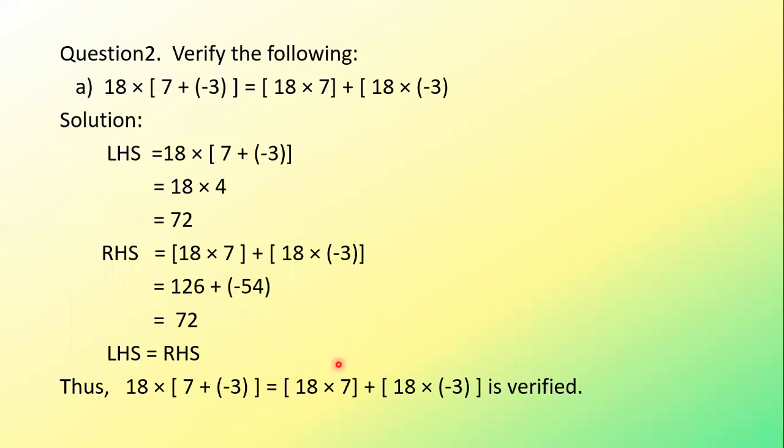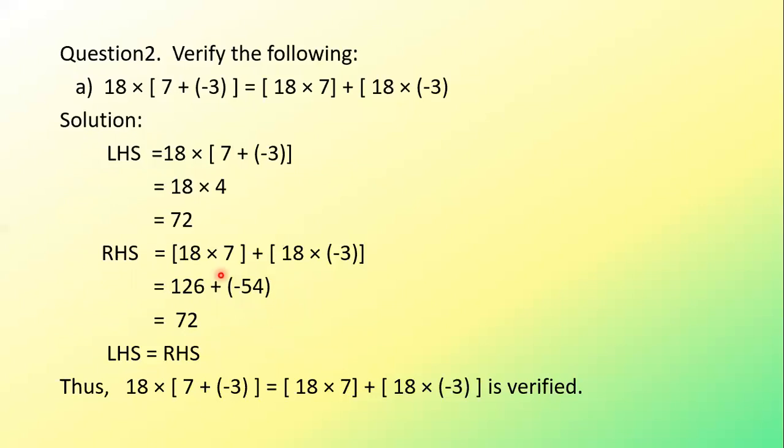Question 2, verify the following: 18 into 7 plus minus 3 is equal to 18 into 7 plus 18 into minus 3. This is the distributive property, right? It is A into B plus C is equal to A into B plus A into C.